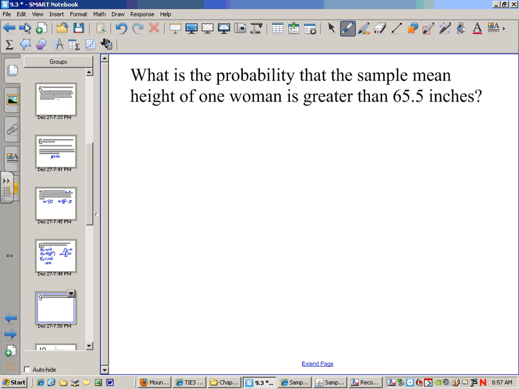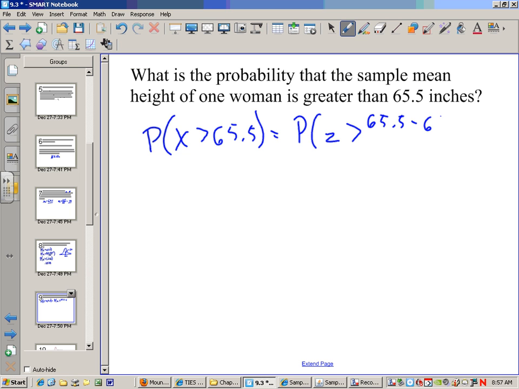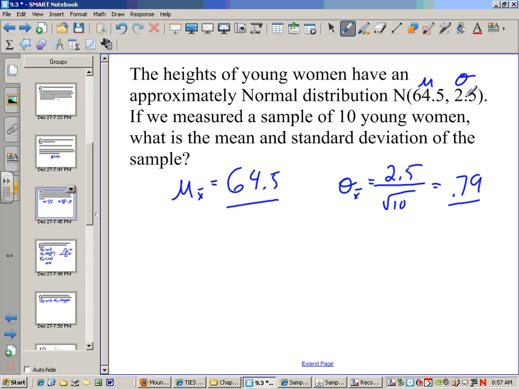Now, what would be the probability that the height of one woman is greater than 65.5? So we're just dealing with one woman. So that's just going to be x is greater than 65.5. This is just like we did in chapter 2, where we just find the z-score by taking the x minus the mean over our standard deviation for 1, which, if I remember correctly, was 2.5. Yep, 2.5.